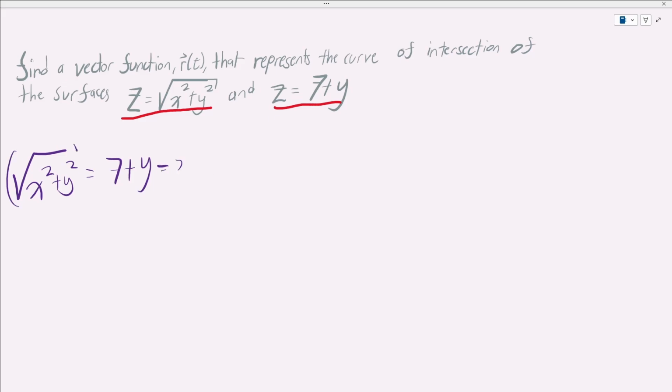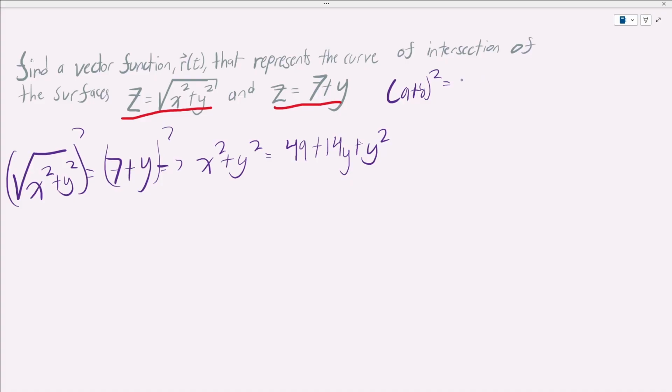Now, if we square both sides, we're going to be left with x squared plus y squared is equal to 49 plus 14y plus y squared. And remember, for that part, we're just using our identity: a plus b squared is equal to a squared plus 2ab plus b squared. So that's how we got the 49 plus 14y plus y squared.